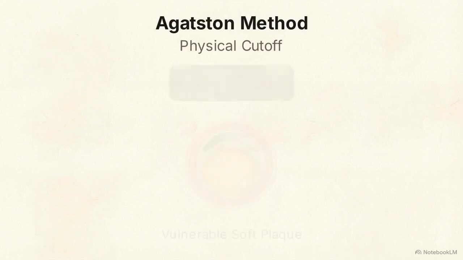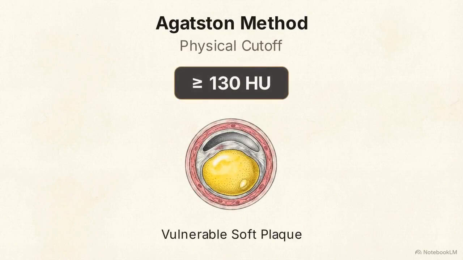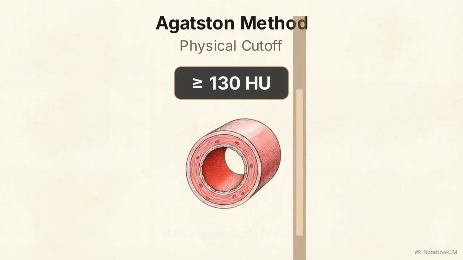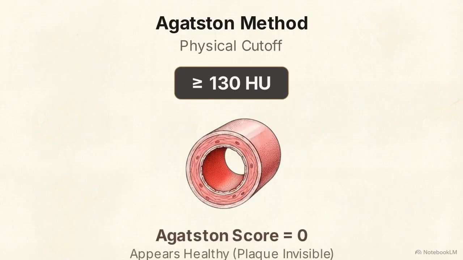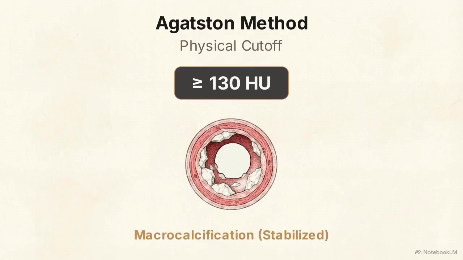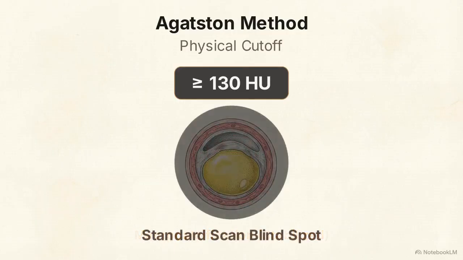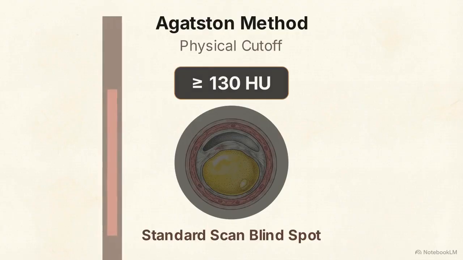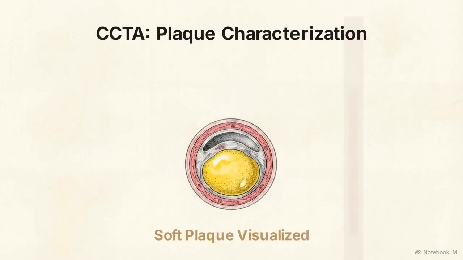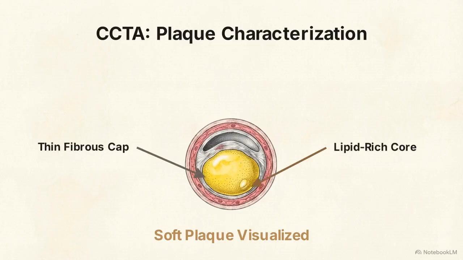The scanner only registers tissue with a peak attenuation of 130 Hounsfield units or higher. As the digital plane sweeps across the artery, the dangerous, lipid-rich necrotic core of a plaque falls below this threshold and simply disappears from the scan. Dense macro-calcification indicates a plaque has stabilized and is less likely to rupture. But a standard scan's blind spot hides the most dangerous components. With CCTA, we can see the non-calcified soft plaque that remains invisible to the Agatston score.